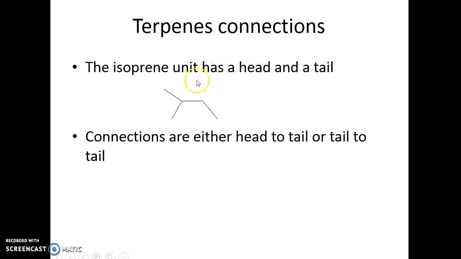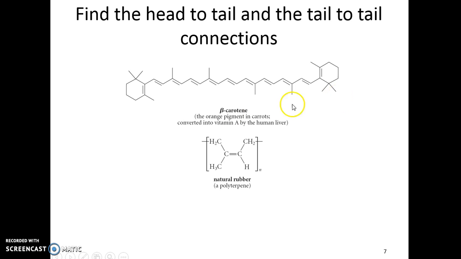So all of these terpenes are going to have the isoprene unit, and you know this end is a head and that end is a tail. And so connections that we see in terpenes are always head to tail or tail to tail. An example of both is right here in carotene. You can see here is a head and a tail, and then it connects to a head. So we've got head to tail connection.